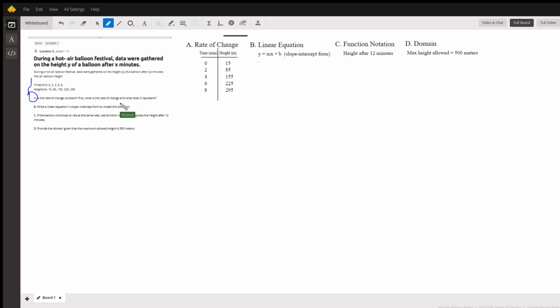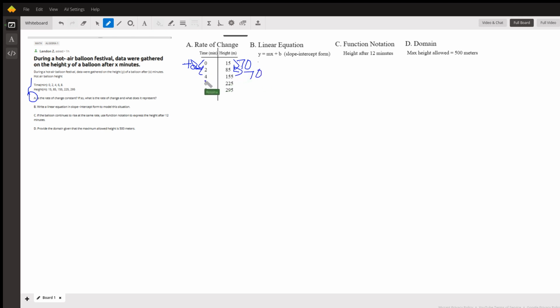Okay, let's talk about some vocabulary. Rate of change is how something is changing versus something else, so two measurements that are changing in relation to each other. I'll explain this with a table. If we look at this table, we have +2. When 2 minutes pass, what happens to the height? It goes up by 70 meters. And then another 2 minutes pass, and we go up by another 70 meters.